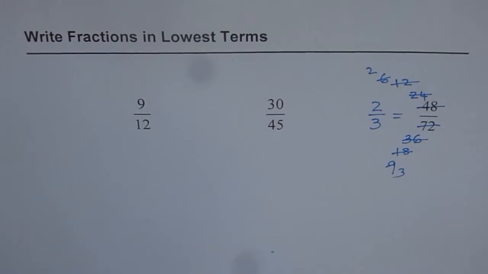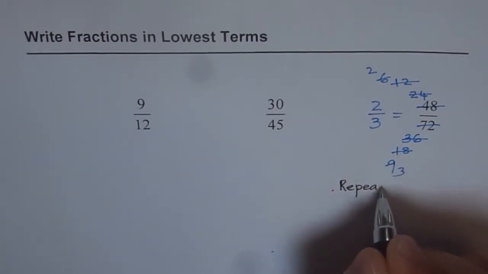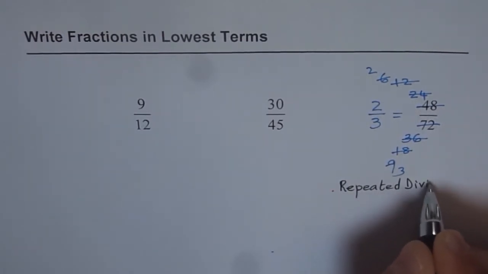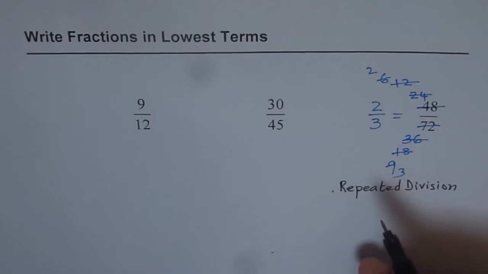And this process which I showed you here, we could call this as repeated division. Okay, let me give it a name. We'll say repeated division. So we try to find a factor which is common to both numerator and denominator, and then we start dividing them by that factor until we reach a stage when they cannot be further divided into smaller factors, right? So that is how it is.